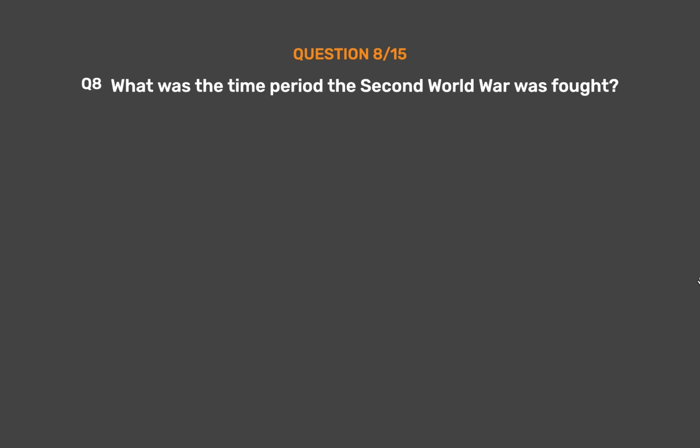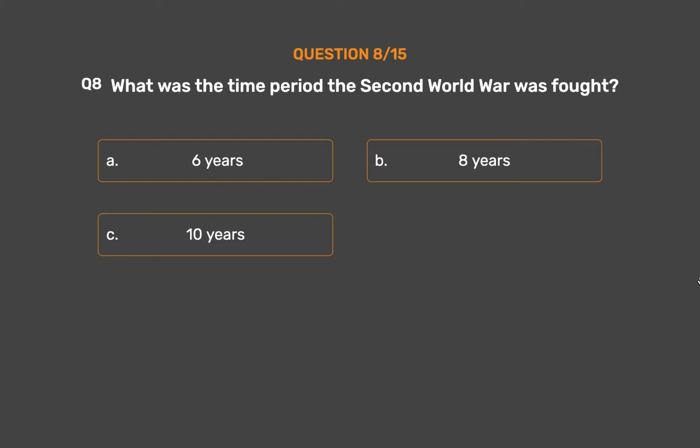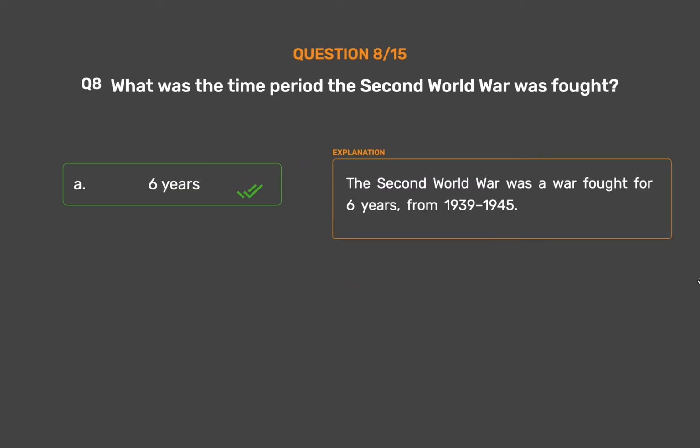Question number 8. What was the time period the Second World War was fought? Option A. 6 years. Option B. 8 years. Option C. 10 years. Option D. 2 years. The correct answer is Option A. 6 years. The Second World War was a war fought for 6 years, from 1939 to 1945.